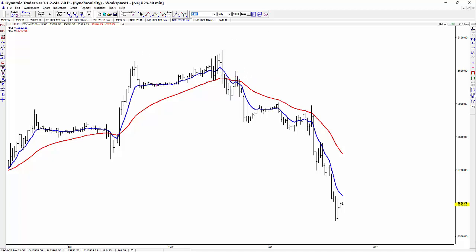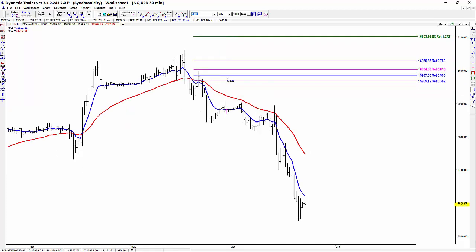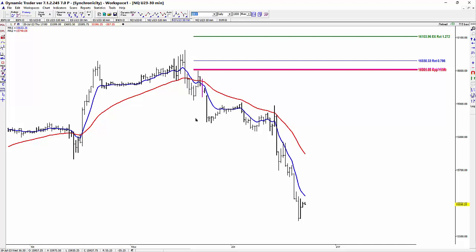So your setup to go the other way would have been against resistance, which basically came in with the 618 retracement and symmetry. So that's when you could look to shift to the other side.